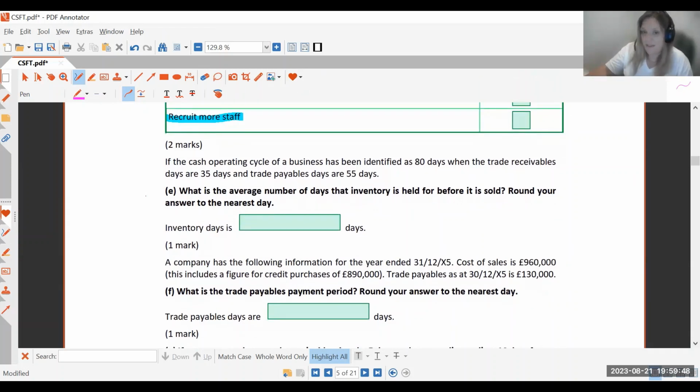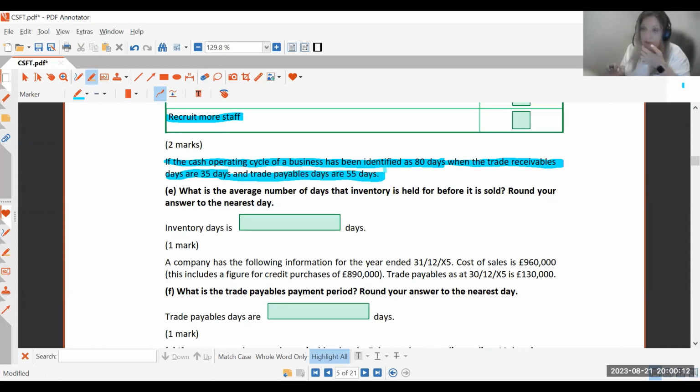Okay, so here's one where we have to do a little bit of calculations. I think most people generally prefer something where they can get the calculator out. So let's have a read through. If the cash operating cycle of a business has been identified as 80 days, when the trade receivables days are 35 days and trade payables days are 55 days, what is the average number of days that inventory is held before it's sold? And remember to round your answer to the nearest day.